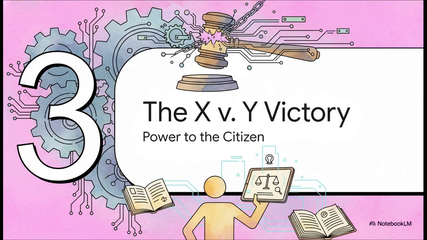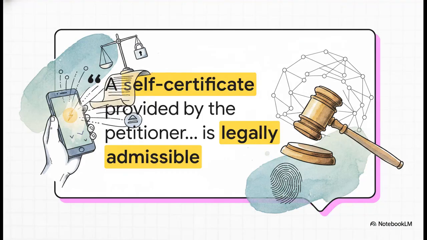Well, that brings us perfectly to Section 3, the X versus Y victory, power to the citizen. This quote right here is a total game changer for the self-representing citizen. Justice Ravi Chimalapati explicitly ruled that a self-certificate provided by the petitioner is legally admissible and generally sufficient. That means you, as the device owner, can actually self-certify your own evidence as long as it's coming directly from your own phone.